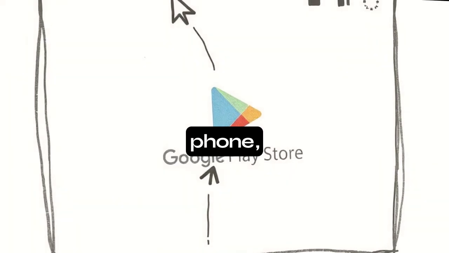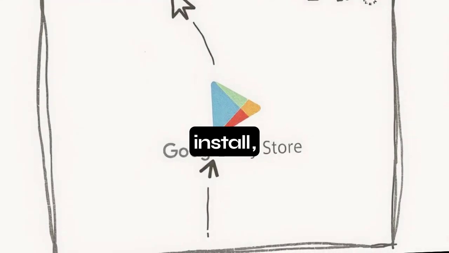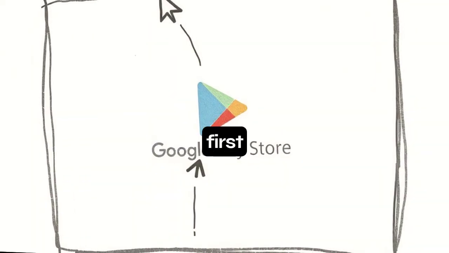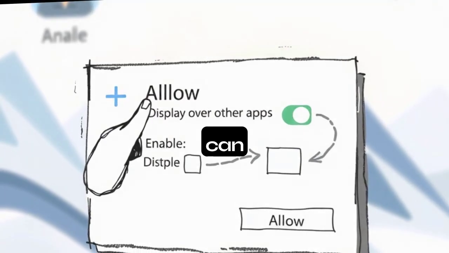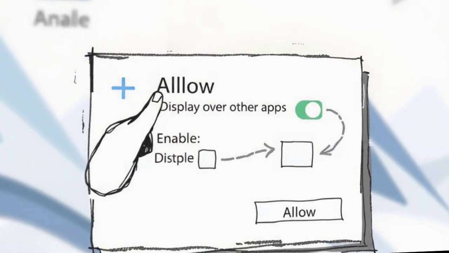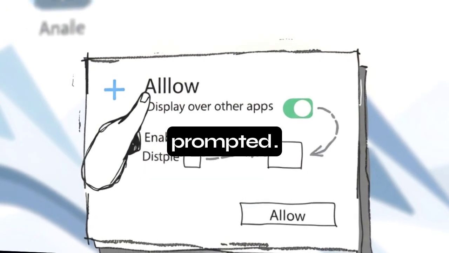On your Android phone, open the Play Store and search for Control Center Simple. Tap Install, then open to launch the app for the first time. When the app opens, allow the requested permissions so it can appear over other apps. Tap Allow or Enable wherever prompted.